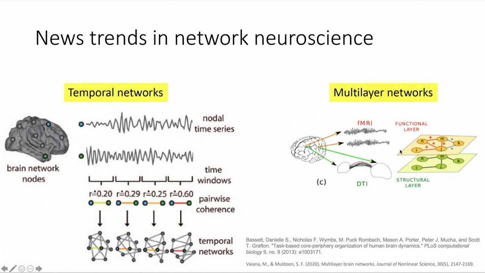And another thing is multi-layer networks. That's been going on for a couple of years now, that you not only look at the structural or the functional one, but you have multiple layers of that network. And for the functional one, there are also multi-layer network discoveries where you have one layer for each frequency band, for example, in MEG, or you have an MEG layer and you have an fMRI layer. So you can just bring together all kinds of different networks to see the whole picture here.